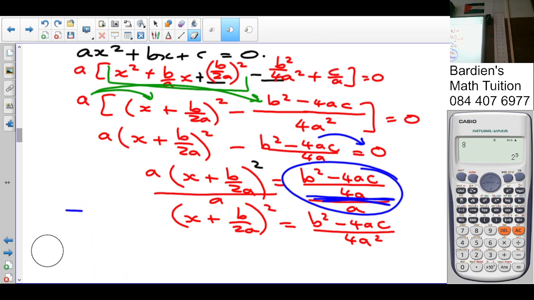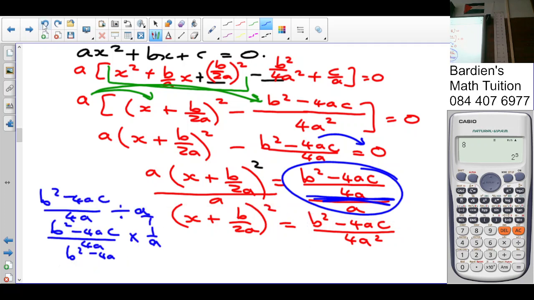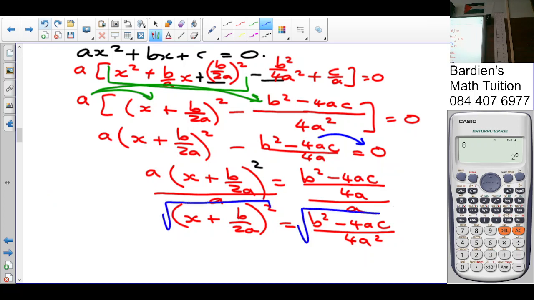Now what do we do? Square root both sides. If I introduce square root, what must I never forget? Plus minus. Introduce square root. It's plus minus. So therefore, x plus b over 2a equals plus minus.